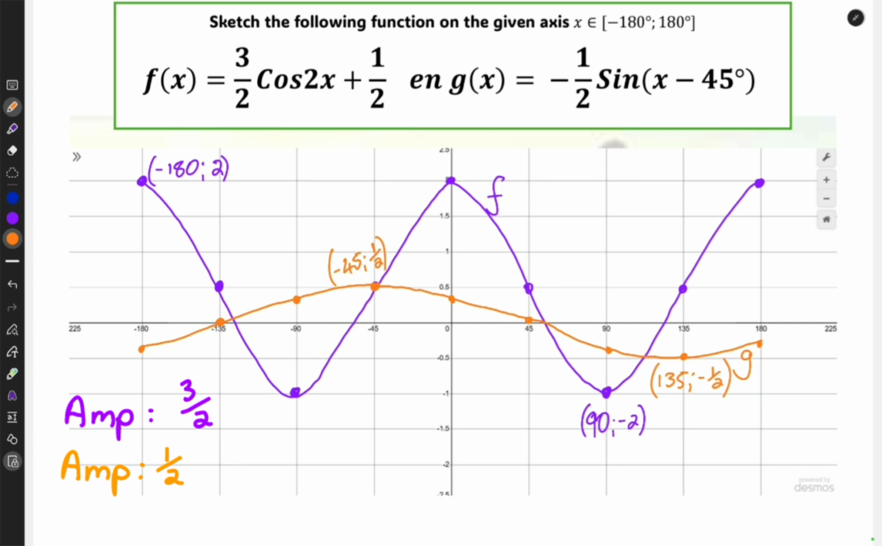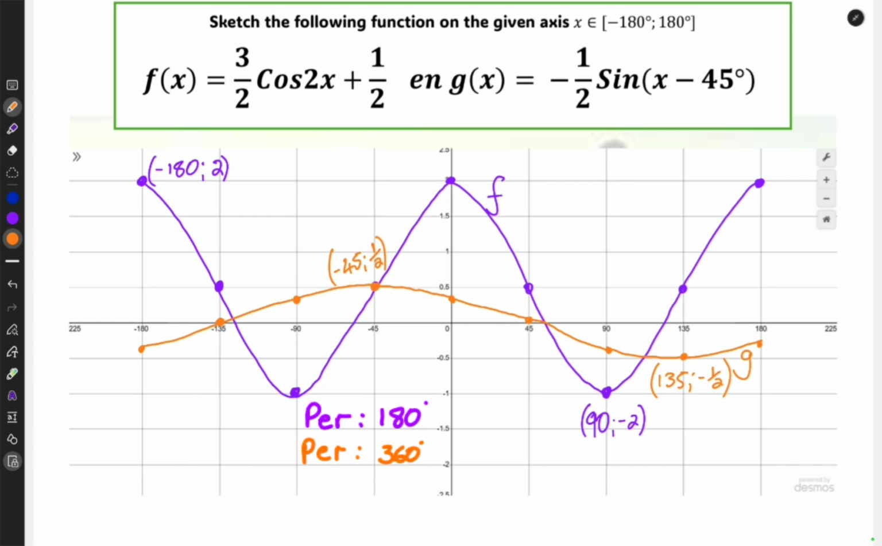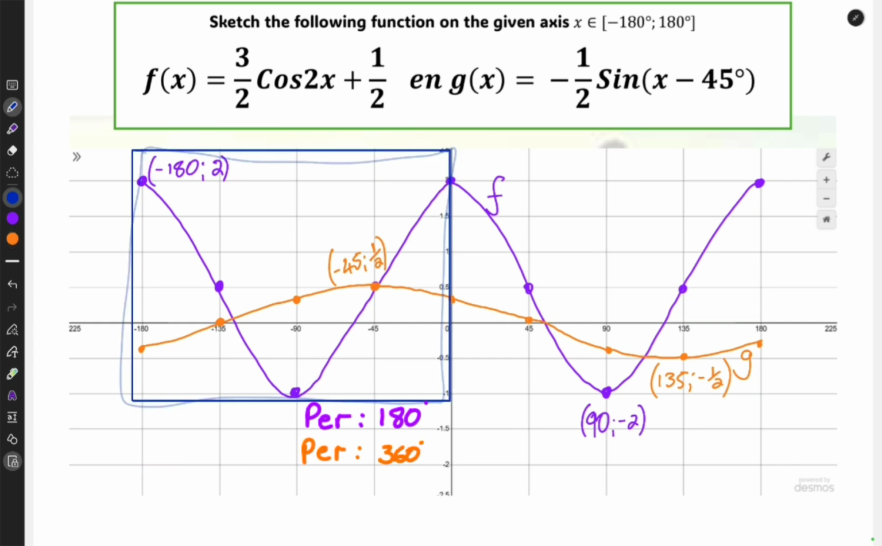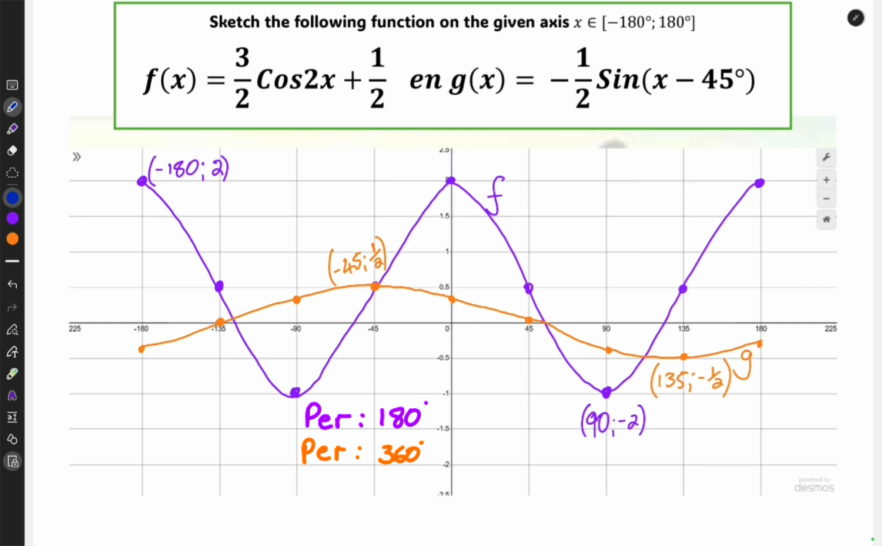Okay, let's look at the period. So with the purple F function, my period was 180 degrees. I can see that that is one full cycle, and therefore the period is 180 degrees. So the 2 there means in 360, it completes 2 cycles. With the orange function, this is just 360 degrees because my b value was just 1. It shifted a little bit, 45 to the right, but my period is still 360.